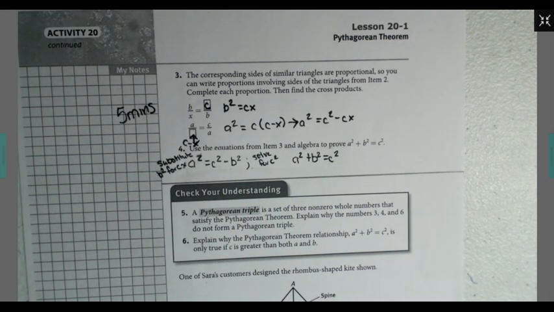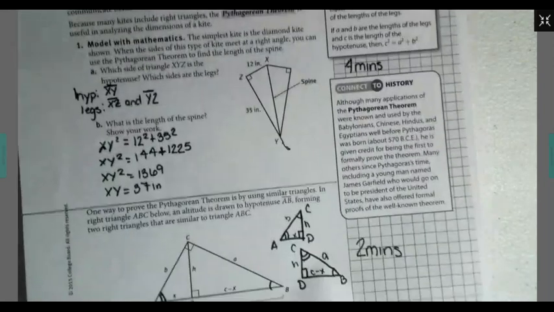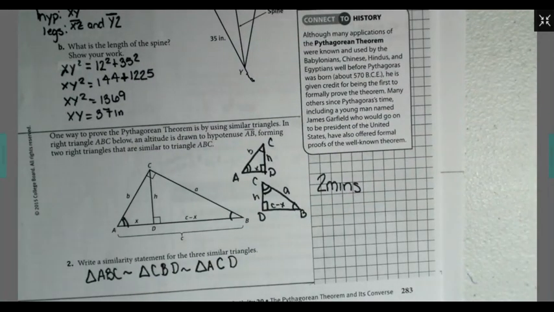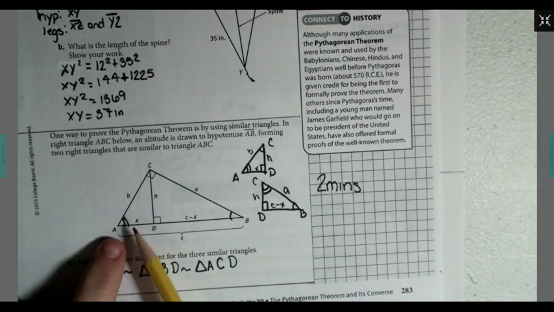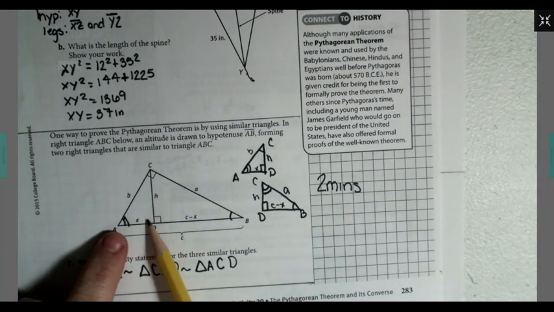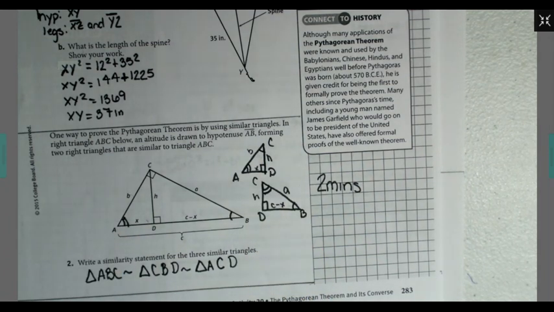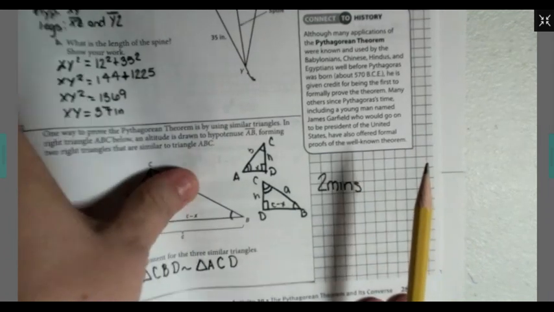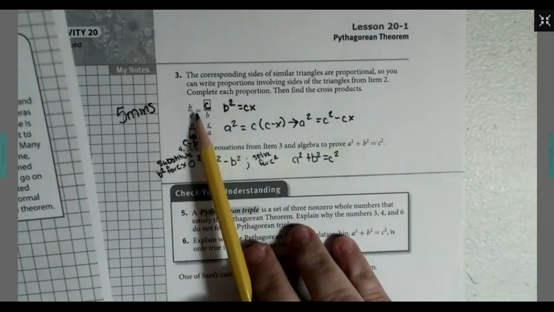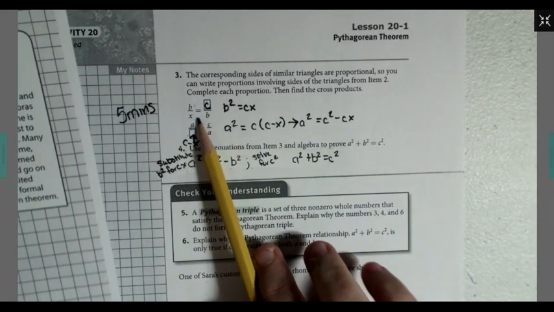All right, so here's what we did. I kept going back to this picture right here, and whenever I did this, I labeled certain pieces. I went back and put the letter initials in there for the side lengths. And I saw that in question 3, it said b over x.